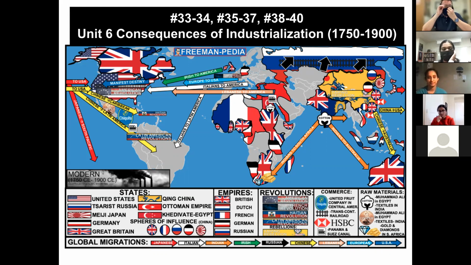Immigration. I would refer to it more as migration, right? Because you have people migrating from agricultural societies to industrial societies, and from agricultural societies to places that are producing the raw materials to feed the factories. So there's one outcome. Look at all the British flags. What's another consequence of industrialization that the British flags represent?